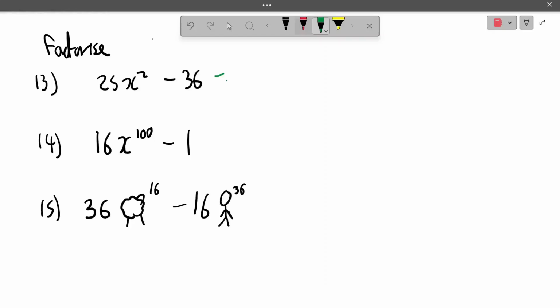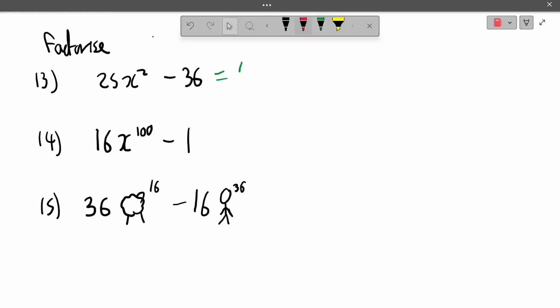I'm going to go eco-friendly green. I hope that comes on your screen nice and clearly. So we're going to have bracket and a bracket. Now let's look at the 25x squared. The square root of 25 is 5, and the square root of x squared is x. So you have 5x and 5x, one's a plus, one's a minus. And the square root of 36 is 6, so we have a 6 and a 6. So that's our first one done.